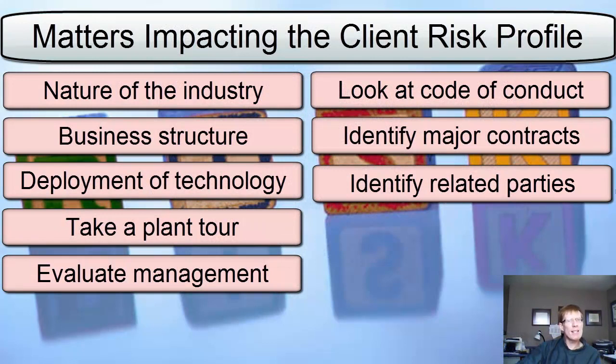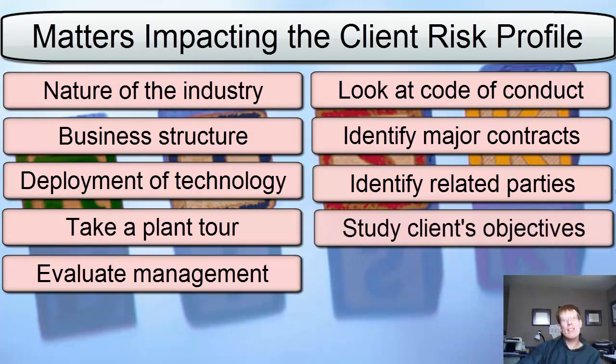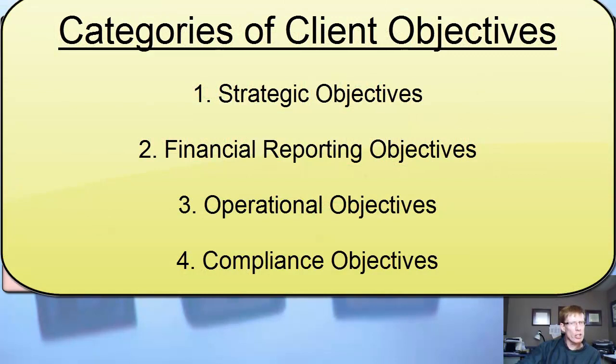Having documented the effectiveness of management, we will next look at the client's objectives and strategies. Now, the objectives can be broken down into different categories. Strategic objectives are those that plan for the growth and development of the business. Financial reporting objectives are those that are concerned with the accurate and timely internal and external reporting. Operational objectives are those designed to improve the efficient and economic productivity of the business. Compliance objectives ensure that the business stays onside with all legal and regulatory requirements.